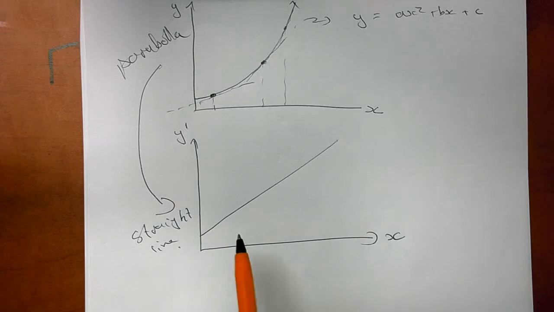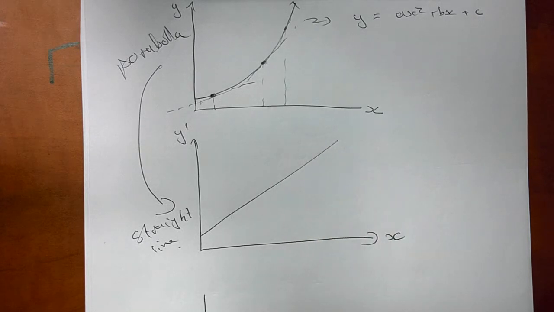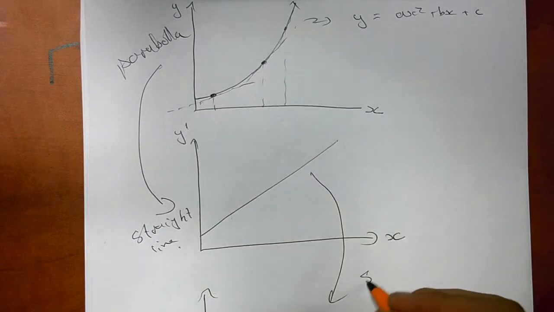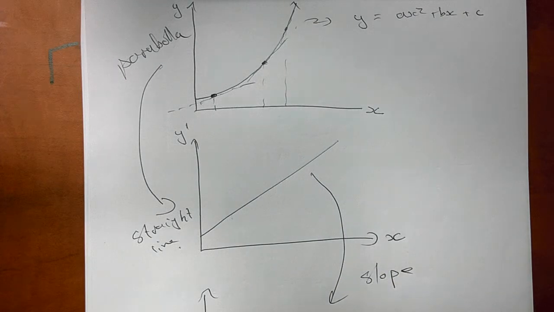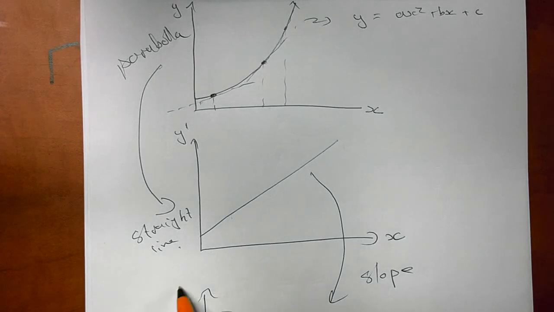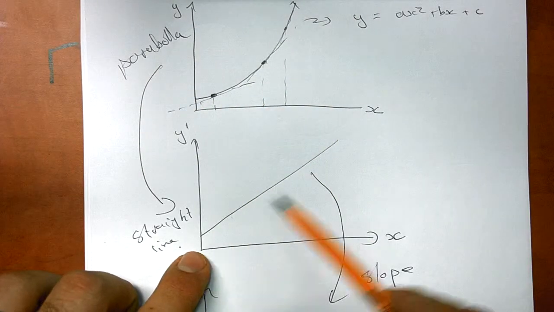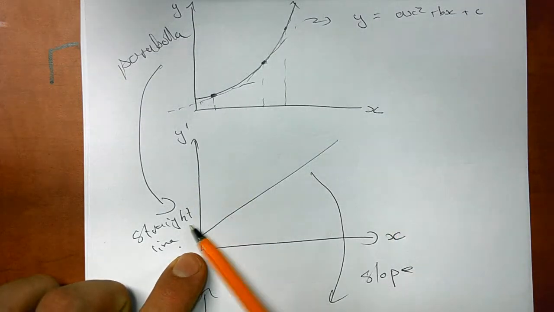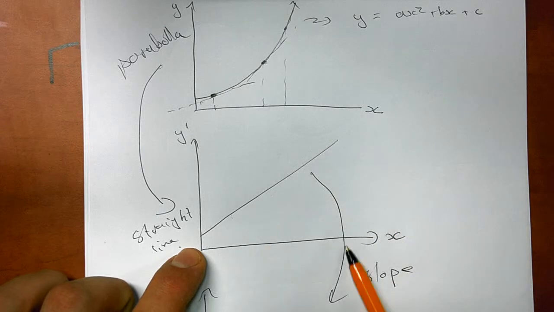So, will you agree with me? The slope of this line is the same there, there, there. So, if I want to plot the slope of this straight line as a function of x, it's the same value everywhere. The straight line has got a constant slope, so everywhere the slope is the same.